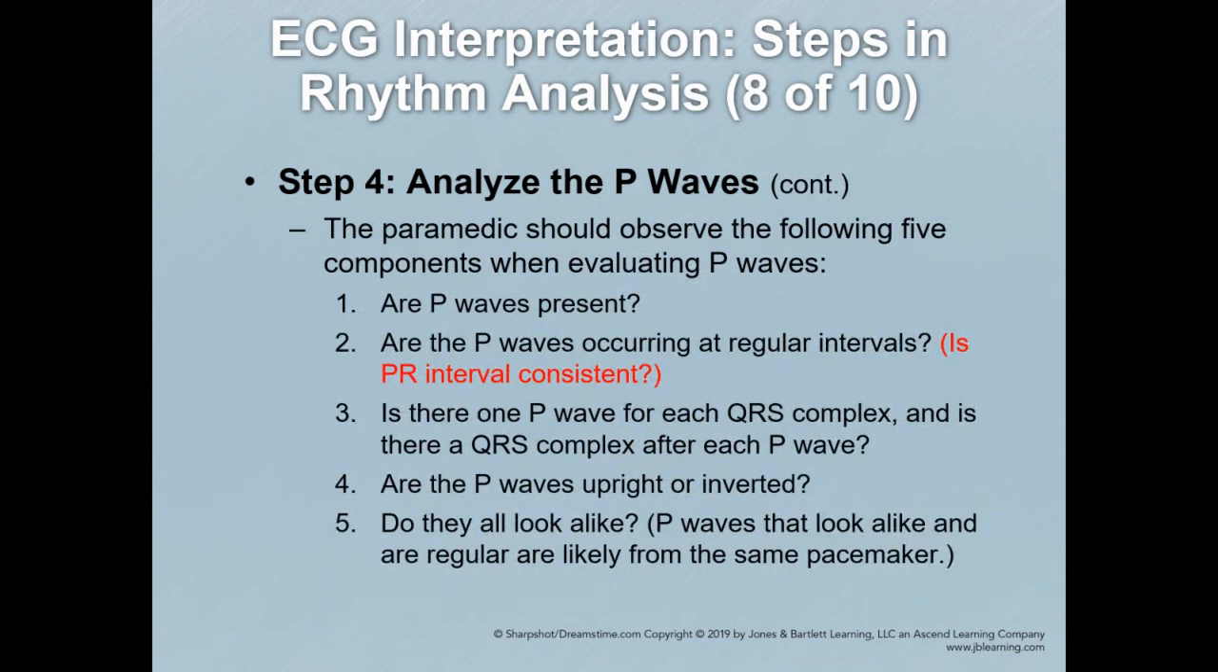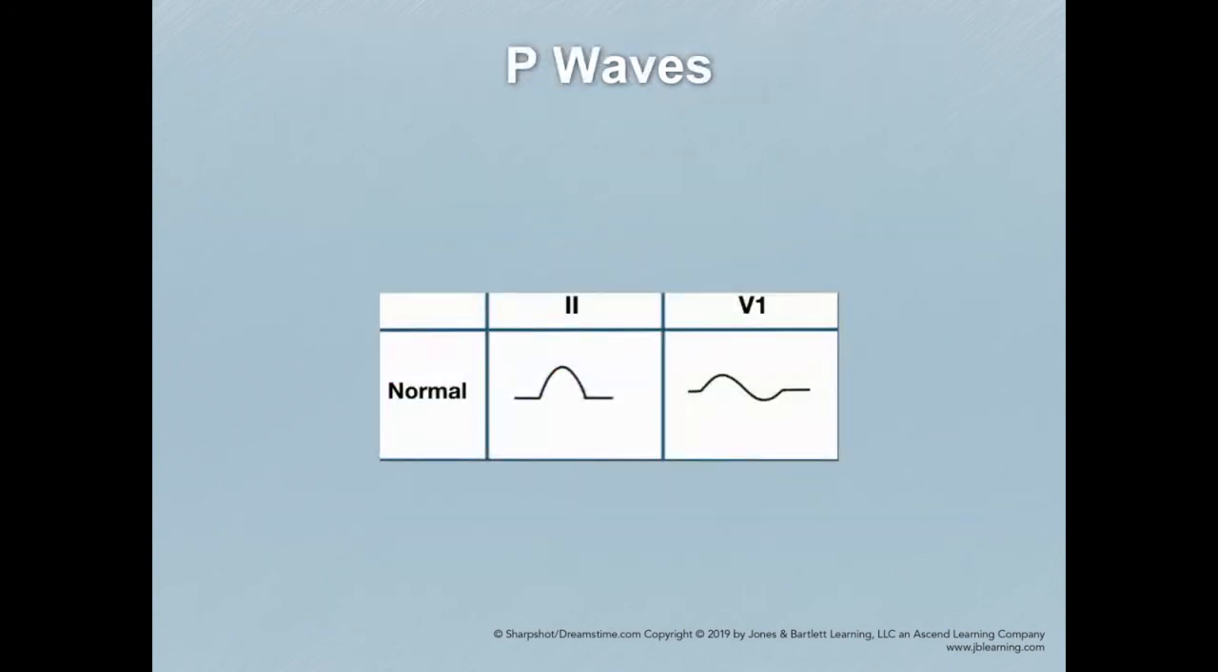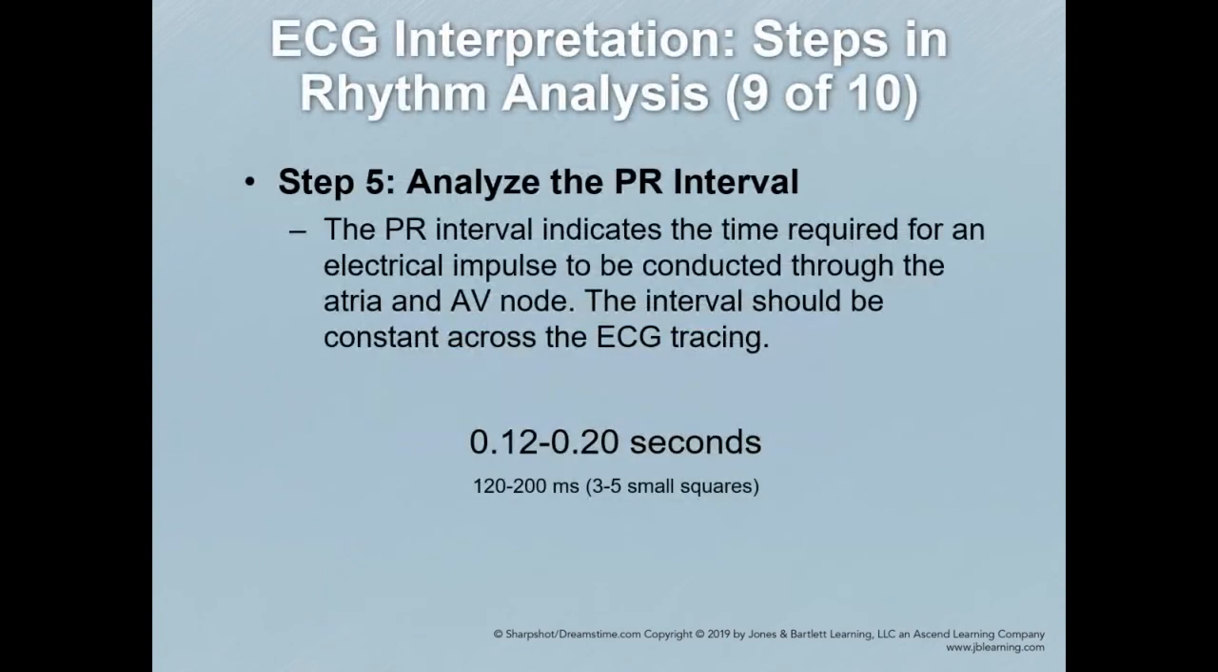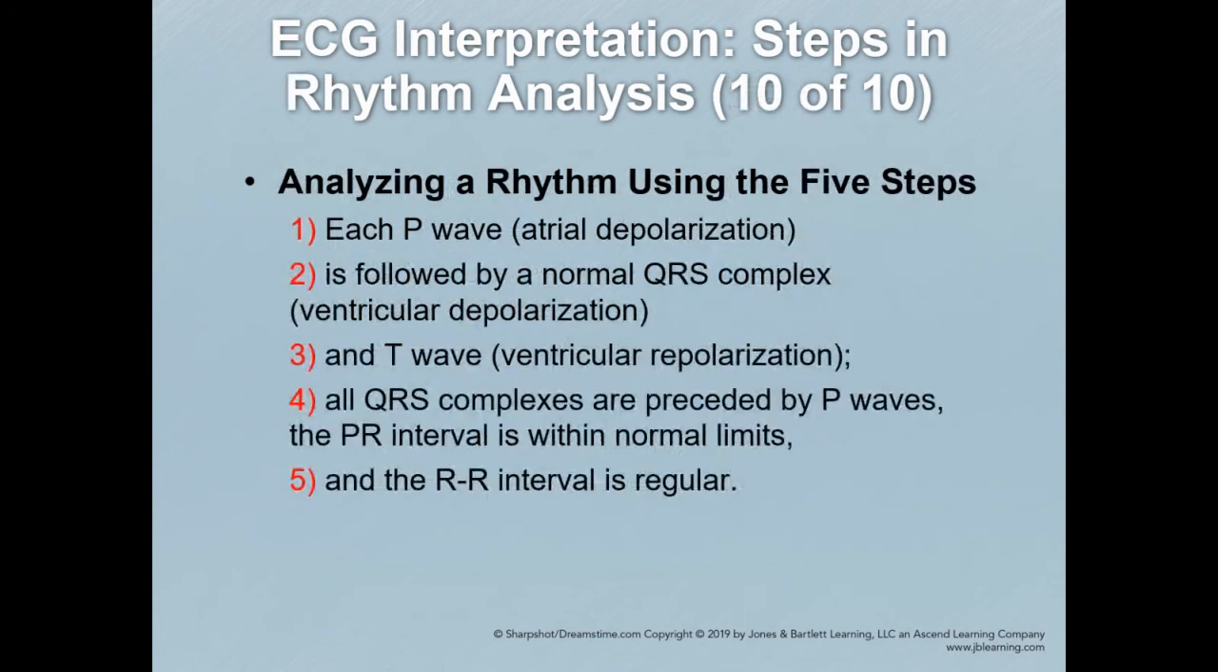And we want to look at our PR intervals and make sure that the PR interval is consistent. Once again, we don't just look at one, we measure PR interval after PR interval. So a normal P wave looks like this. And just like we talked about, the PR interval is 0.12 to 0.2 seconds, or 3 to 5 1-by-1 millimeter blocks.